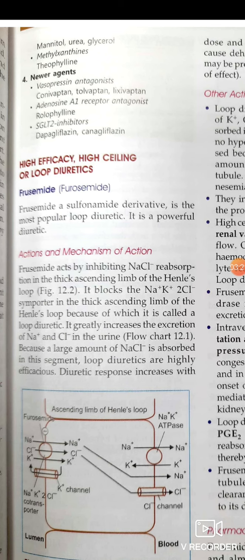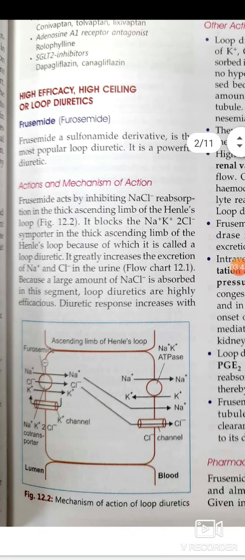Furosemide and frusemide, both terms are correct. So you can write any one of them, frusemide or furosemide. Furosemide is a sulfonamide derivative which is the most popular loop diuretic, and it is also a powerful diuretic. The mechanism of action of furosemide.